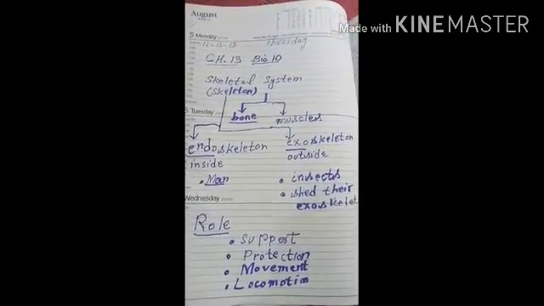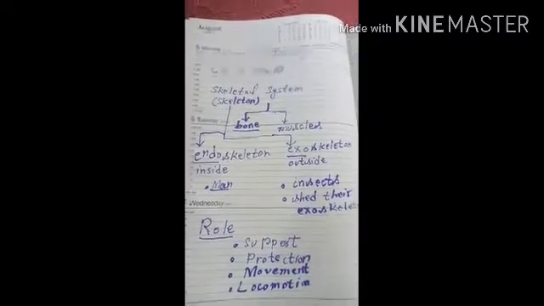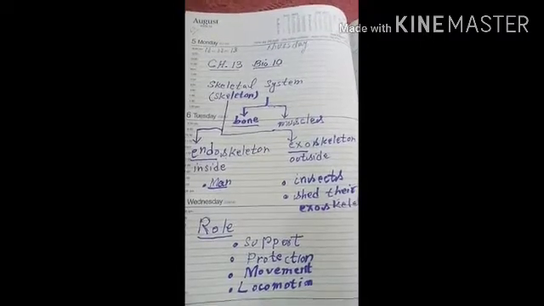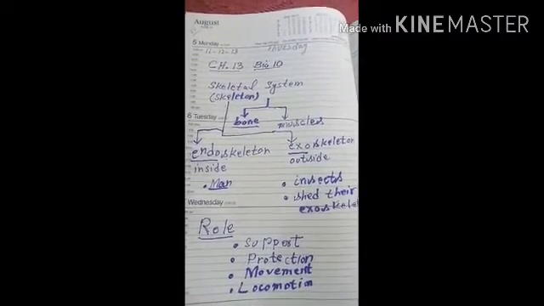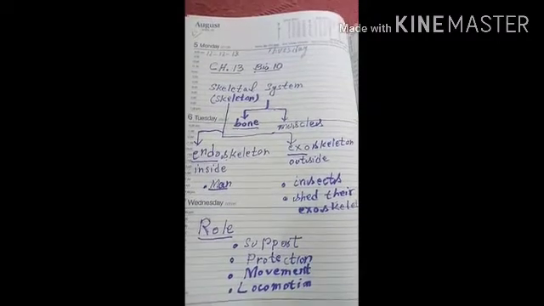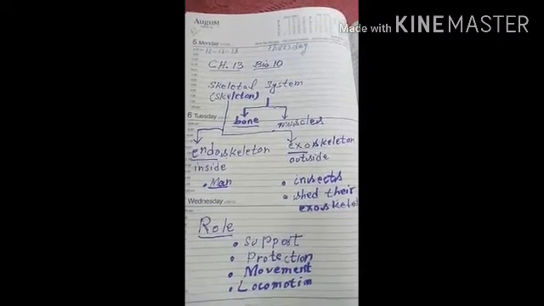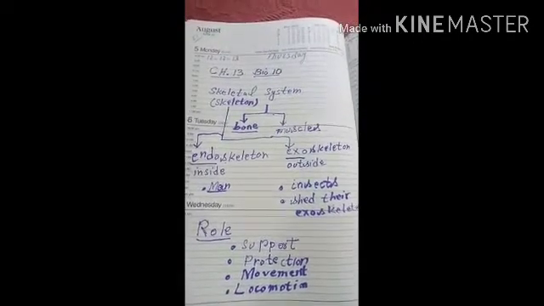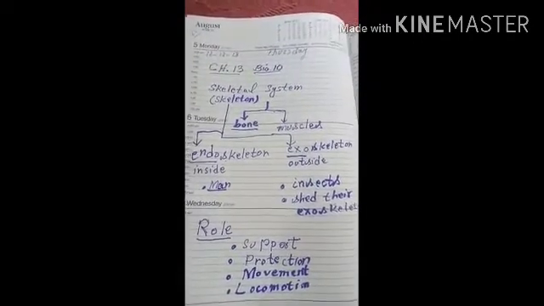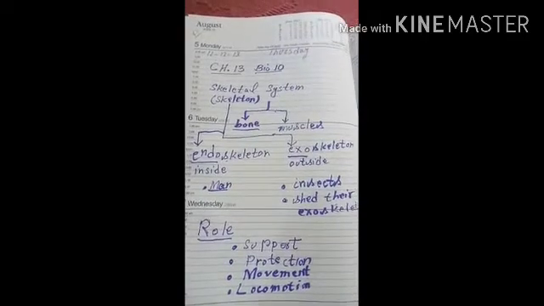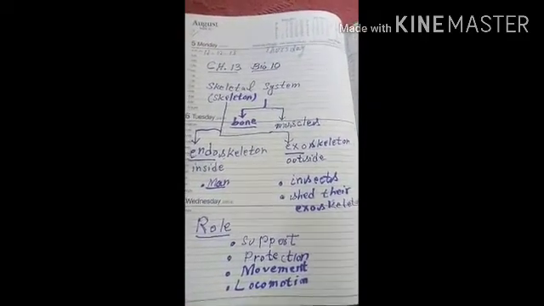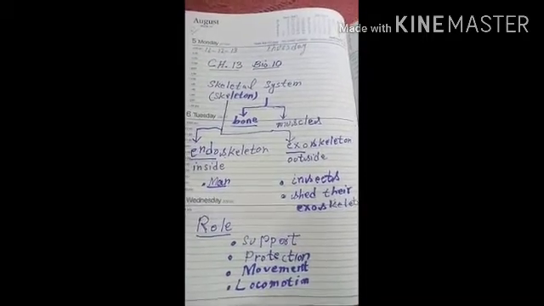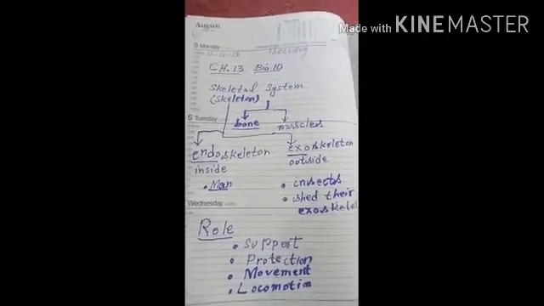There are also many other roles of skeletal system. For example, skeletal system serves to regulate the minerals in the blood and bones. Some hormones are also produced by skeletal system, and blood cells are also produced by skeletal system. The bone marrow helps in production of the blood cells.